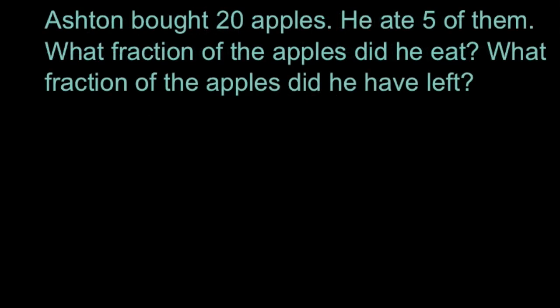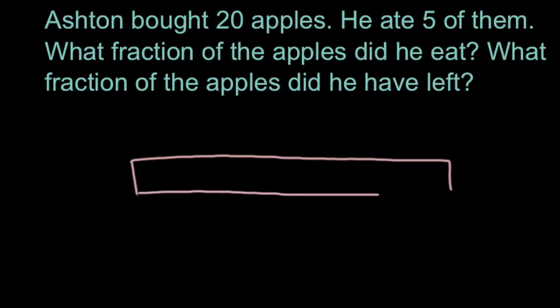Ashton bought 20 apples. He ate 5 of them. What fraction of the apples did he eat? What fraction of the apples did he have left? Now we might be able to take a look at this and just come up with the fraction, but we do want to illustrate it. So to illustrate this problem, I'm going to draw a full bar once again, and I'm going to break it up into 20 parts.